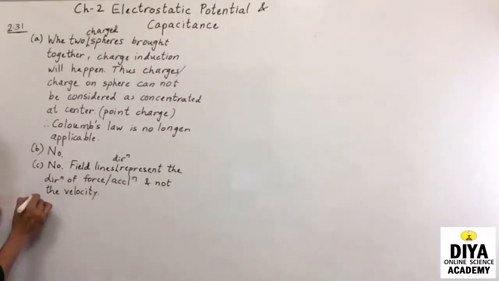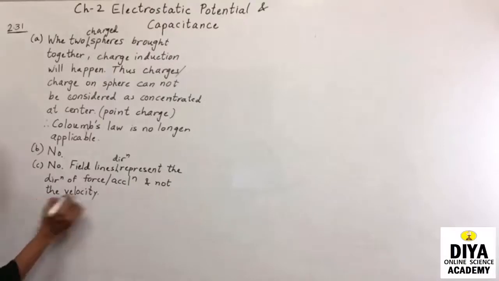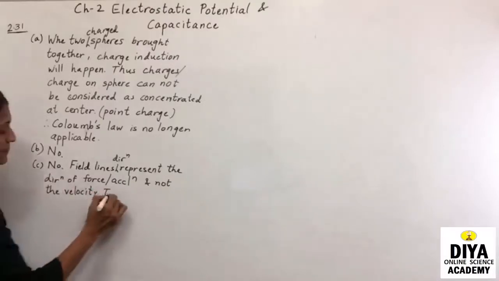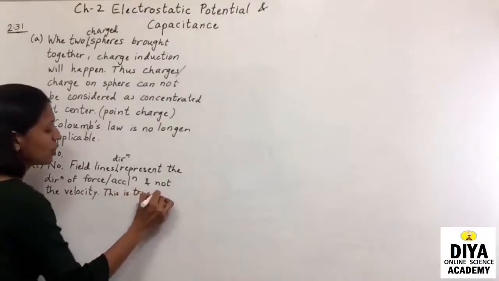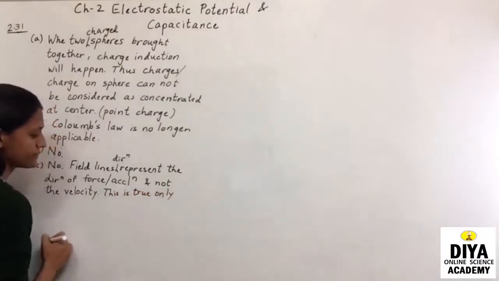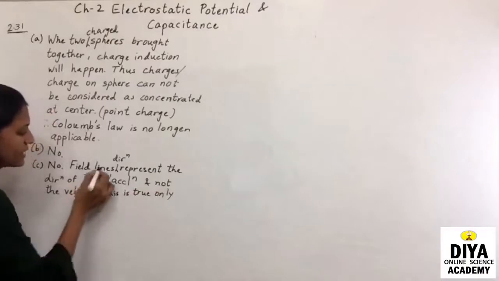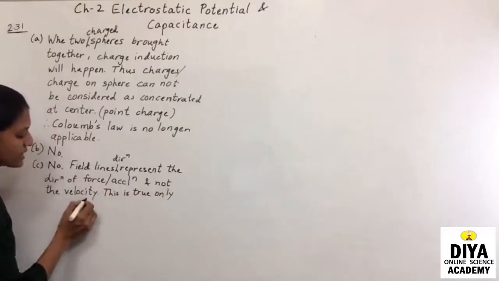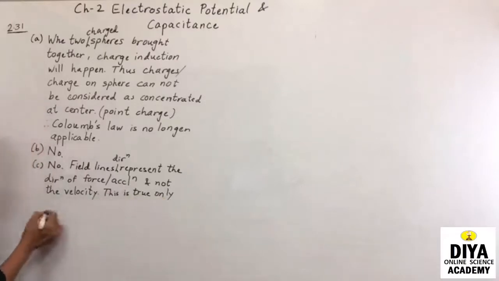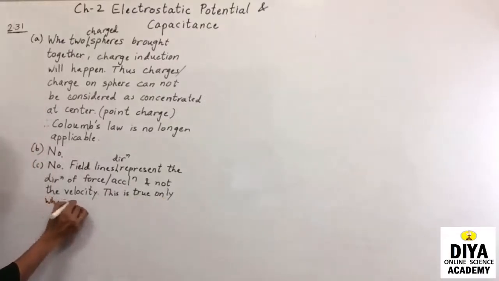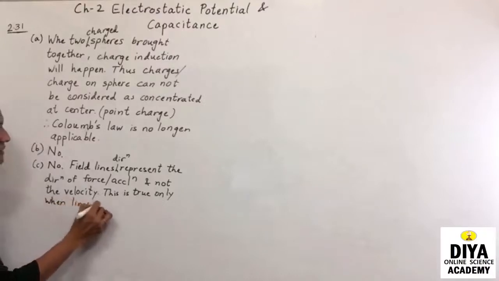But if the lines are straight, then this is true. That means the field line will represent the direction of velocity only when the lines are straight.